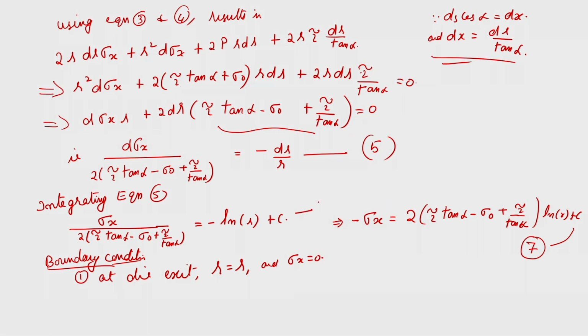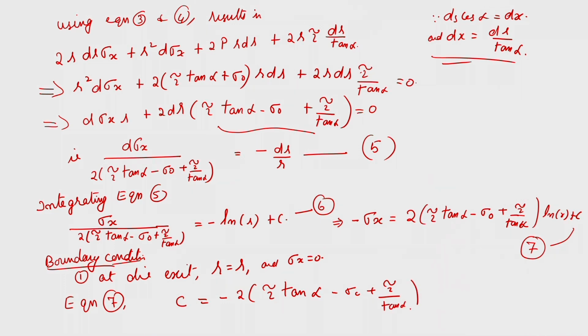And this is equation 6. So, equation 7, if you substitute from that, you will find that C is equal to, so this is 0. So C is equal to minus 2 into tau tan alpha plus sigma 0 plus tau by tan alpha log R 1.